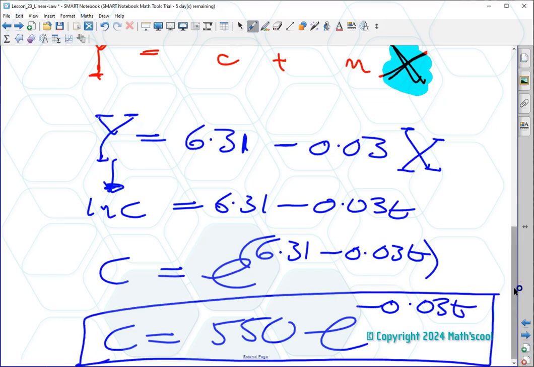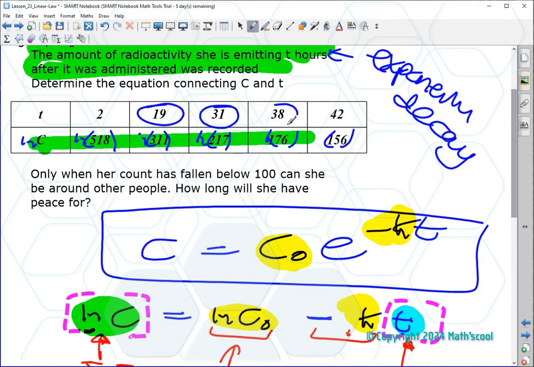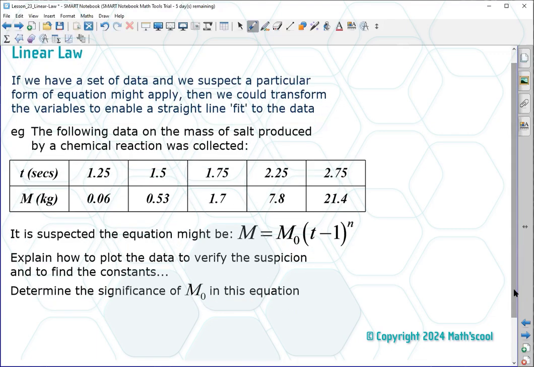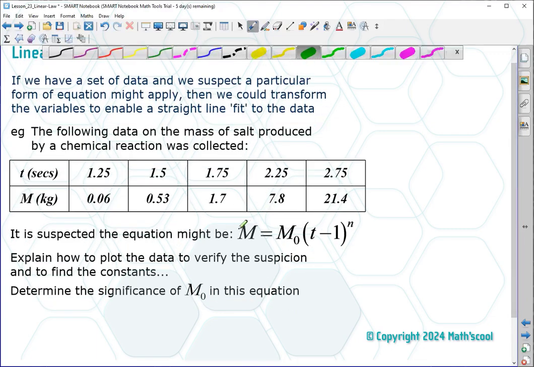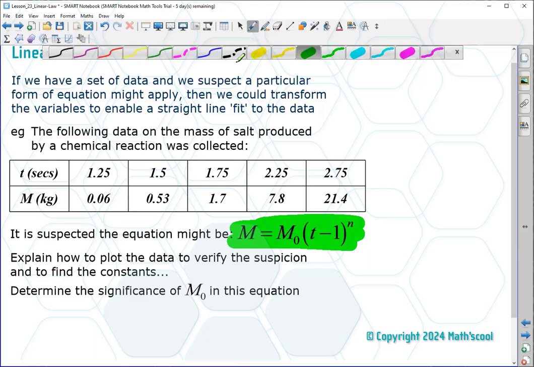If I then go into this equation, I type in 31 or 19 or 38, the numbers will come out very close to those numbers. So this equation, they've given us the form. When they've given us the form of the equation, we use that. They're giving us that, that's helping us. And we need to linearize this form.